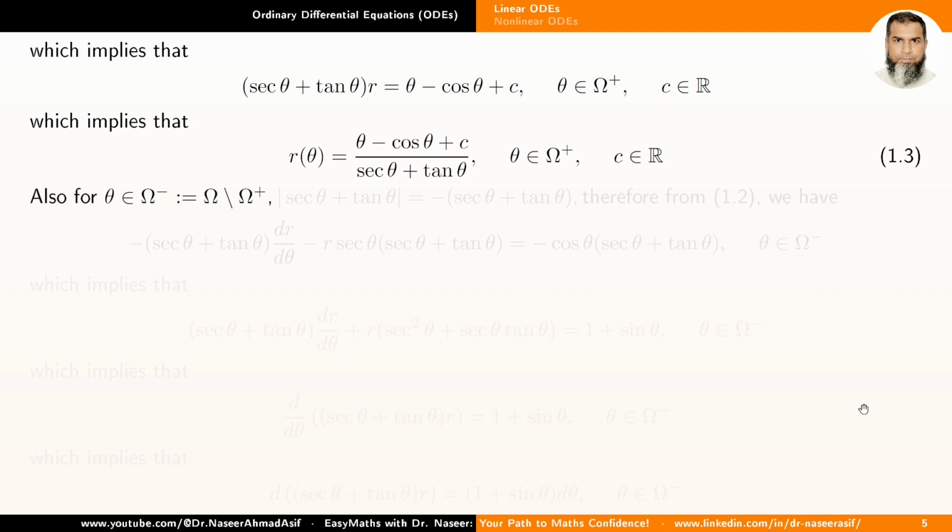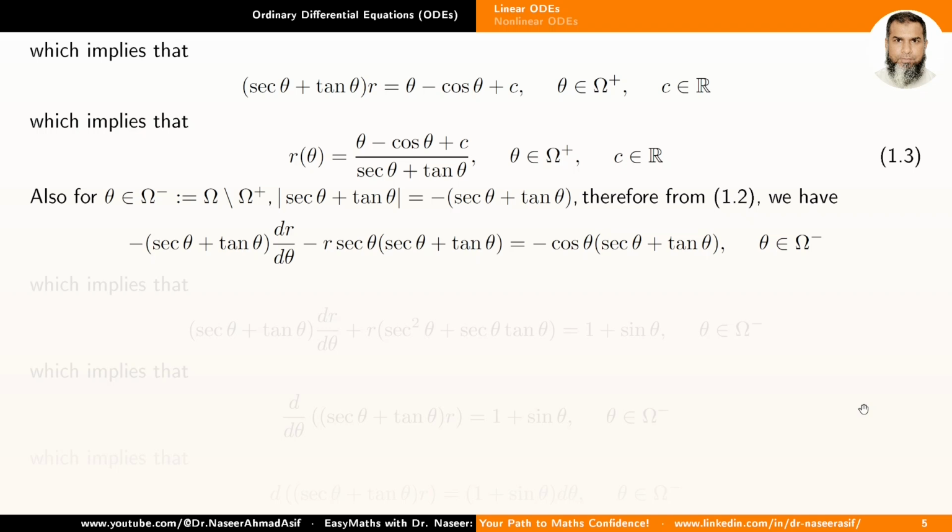Also for theta belongs to omega minus, which is omega other than omega plus, absolute value of secant theta plus tangent theta is equal to minus (secant theta plus tangent theta). Therefore, from equation 1.2 we have minus (secant theta plus tangent theta) into dr by d theta plus r into secant theta into (secant theta plus tangent theta) is equal to minus cosine theta into (secant theta plus tangent theta), where theta belongs to omega minus. So we have secant theta plus tangent theta into dr by d theta plus r into secant square theta plus secant theta into tangent theta is equal to 1 plus sine theta, where theta belongs to omega minus.